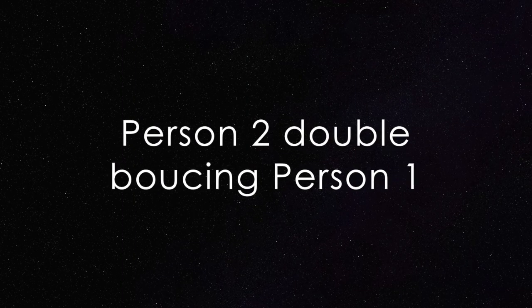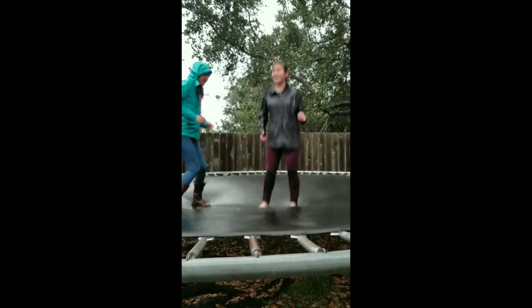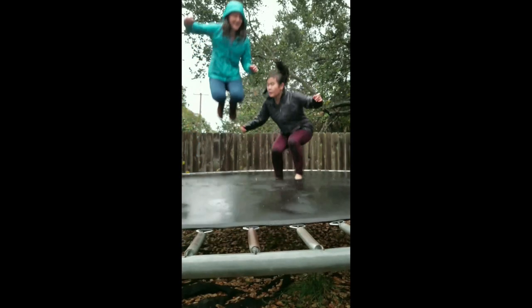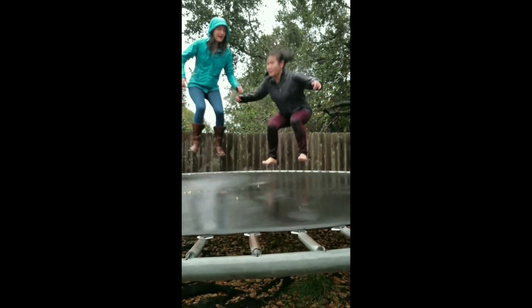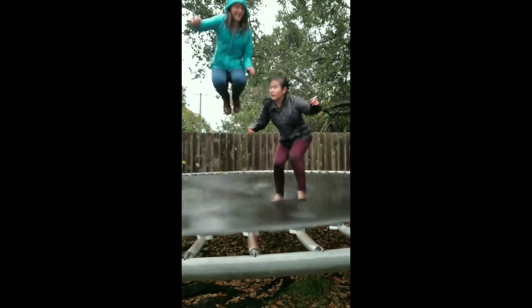Finally, we are going to look at a double bounce. First, both person 1 and person 2 are just alternating jumps. As we said before, person 2 jumps to a height of height 2. But then, person 1 jumps slightly before person 2, which causes person 2 to jump to height 1 plus height 2. The reason for this will be explained next.